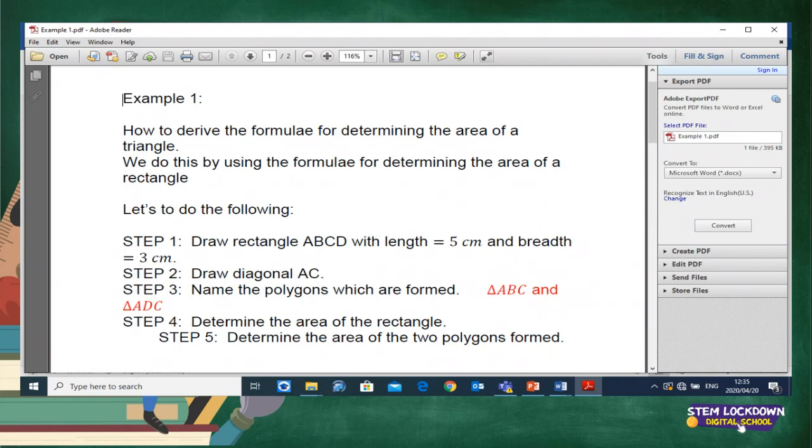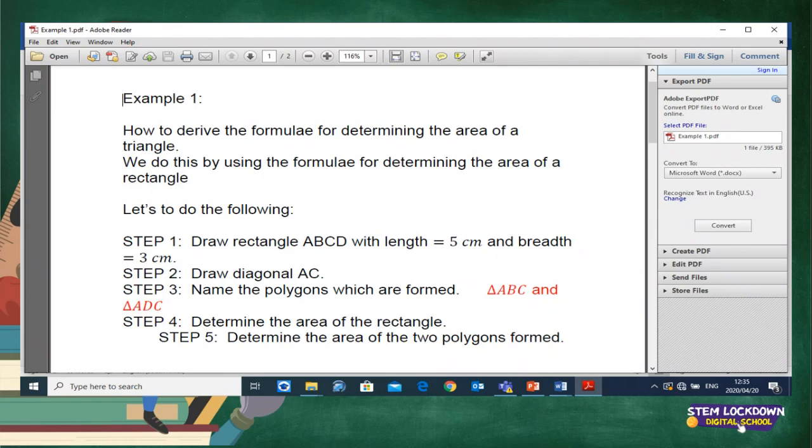And step number 4, you will determine the area of the rectangle. Thereafter, with step 5, you'll determine the area of the two polygons which are formed. I'm sure that it should be able to make sense now. Let's carry on. Remember, what is the purpose of this exercise? We want to derive the formula to determine the area of a triangle.